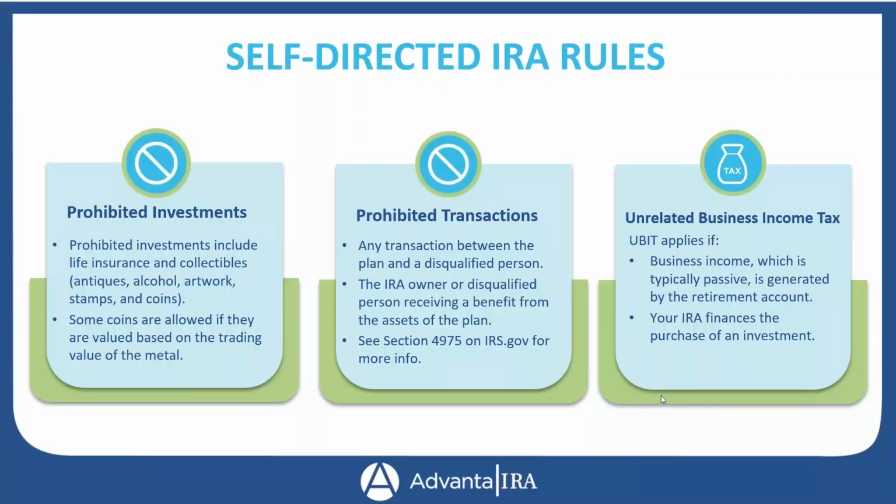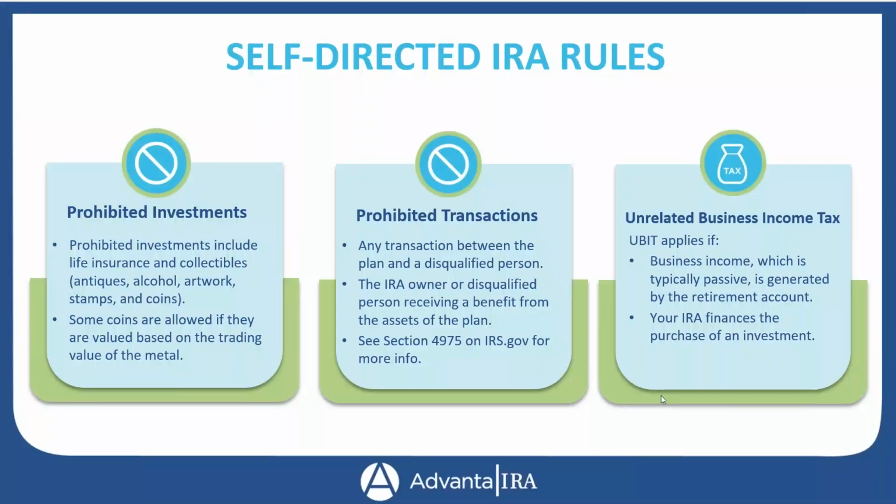So prohibited investments, there's only 2 asset classes, life insurance and collectibles. So you cannot invest in life insurance through an IRA or a collectible, so something that's considered antique or rare and its value is based on that would be prohibited. Some coins are allowed. So we did talk a little bit about precious metals when we were looking at the asset classes, and that is allowed. There is actually a list of precious metals allowed, and those are going to be allowed as long as the value is based on what the metal is trading at. So nothing that would be considered rare or antique, but rather something that is based on the value of that metal.